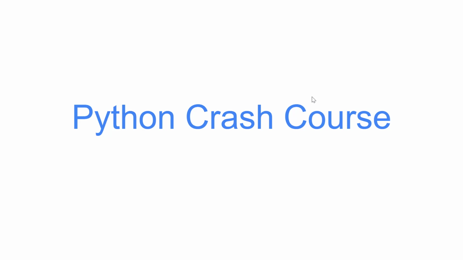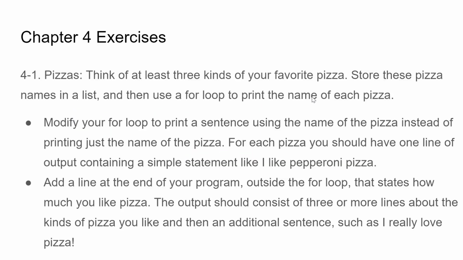In this video, we're going to look at exercise 4.1, which is about for loops from the book Python Crash Course by Eric Matthes. Let's look at the question. Okay, exercise 4.1, pizzas. Think of at least 3 kinds of your favorite pizza. Store these pizza names in a list and then use a for loop to print the name of each pizza.